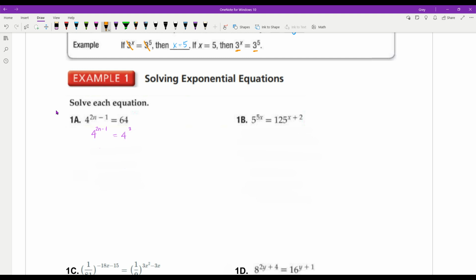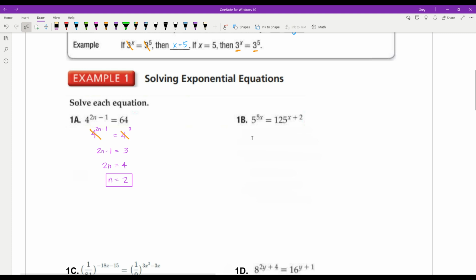And now I've got the same base. I can ignore them and set my exponents equal to each other. So 2n minus 1 equals 3, add 1, 2n equals 4, divide by 2, and n equals 2. And that's all it is. But we'll do some more because they're all a little different somehow. Okay, but this step, a lot of people don't want to write, y'all. And I'm telling you, those people who skip it, a lot of times miss the problem. So don't skip any steps on this stuff.